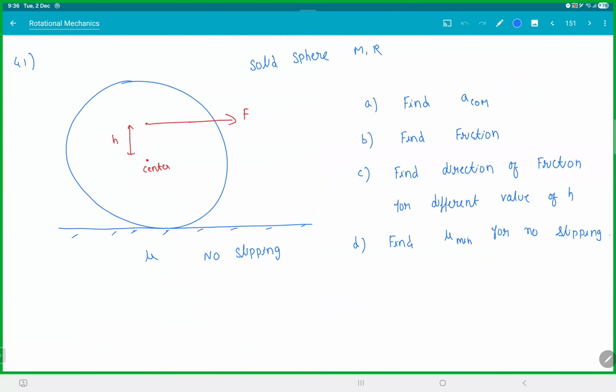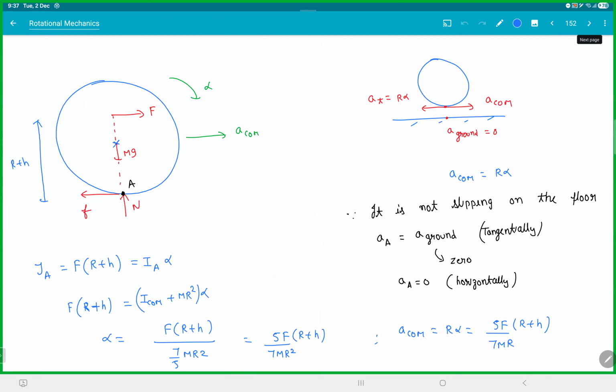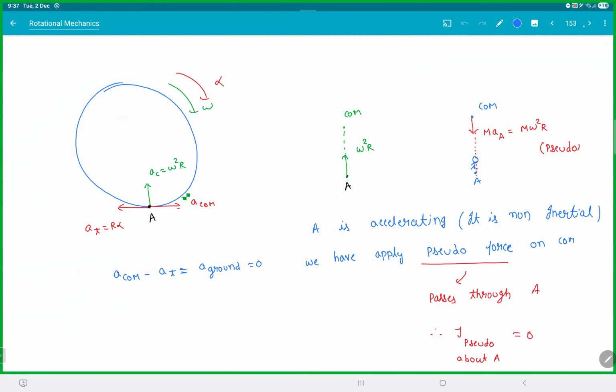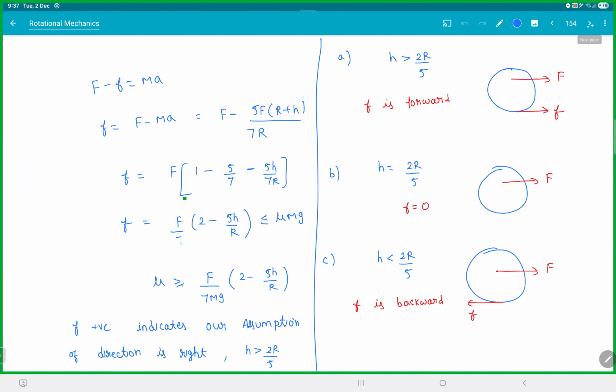We'll do a few more on this. You'll get the hang of it. But you can take any point about torque. But do you know the acceleration of any other point? That's the reason we don't take. Clear with this?